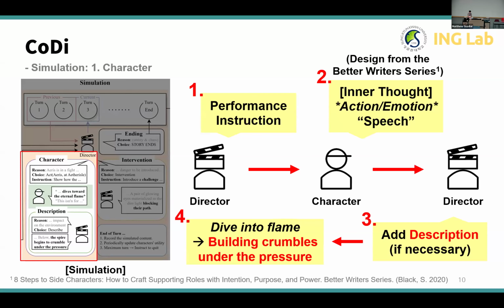This description mode is particularly important in this text-based environment. Unlike a video game, where we can see the state change visually, in a text environment we should describe the output. So in this example, the character agent dived into the flame, and then the director agent decided to add a description like the destruction of the building because of the pressure.